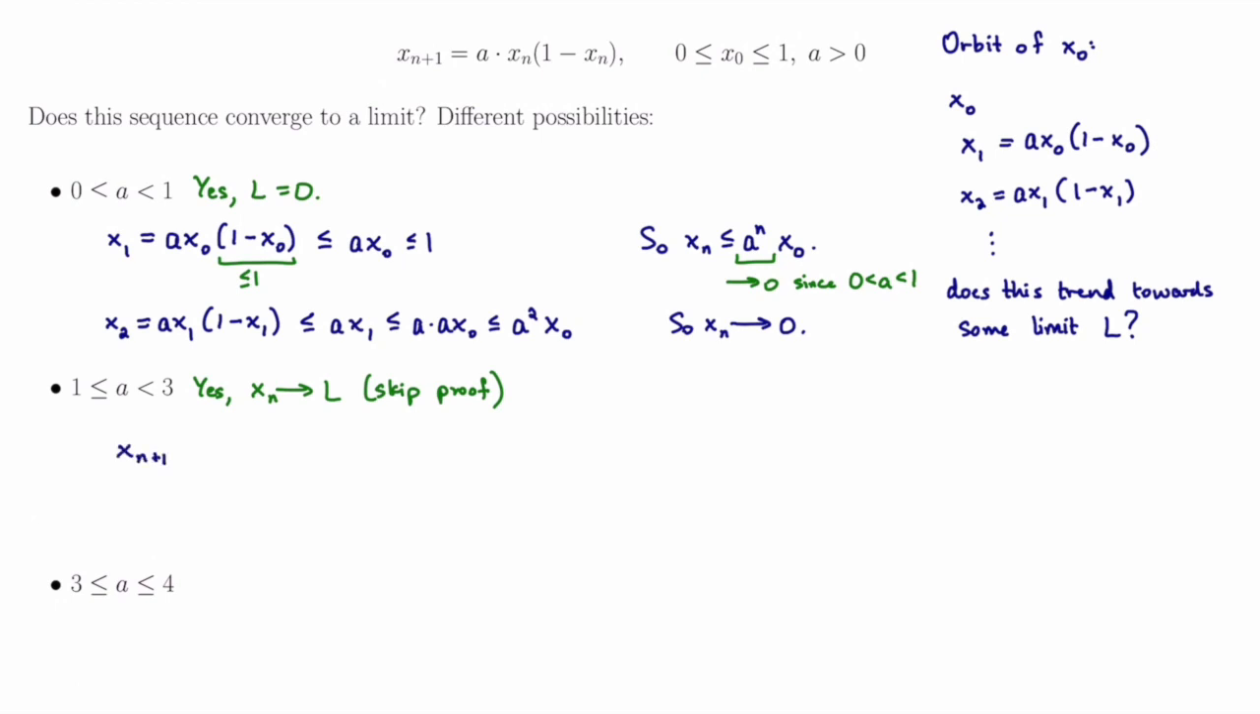So if we write down our recursion, let me write down the left and right hand sides. As n goes to infinity, all of the terms from the sequence, x sub n plus 1 and x sub n, are all going to go to the limit L. So we can think of the left-hand side of this equation as going to L, and the right-hand side of the equation as going to a times L times 1 minus L.